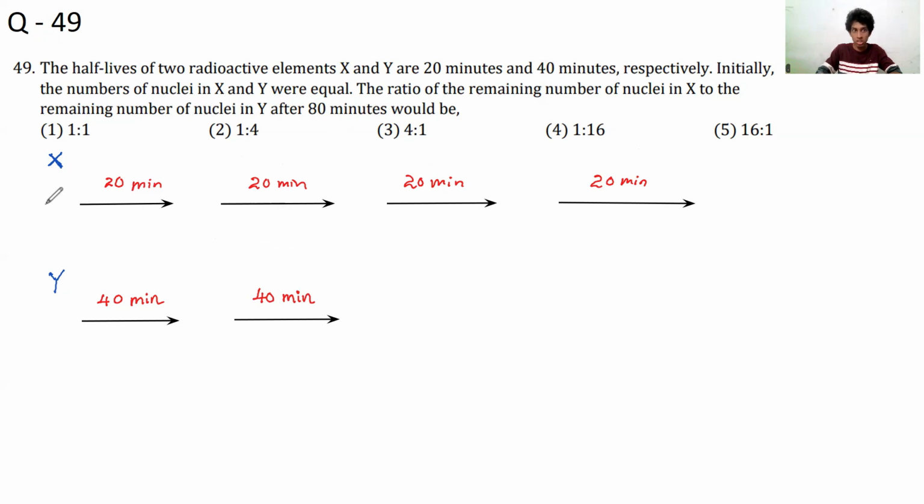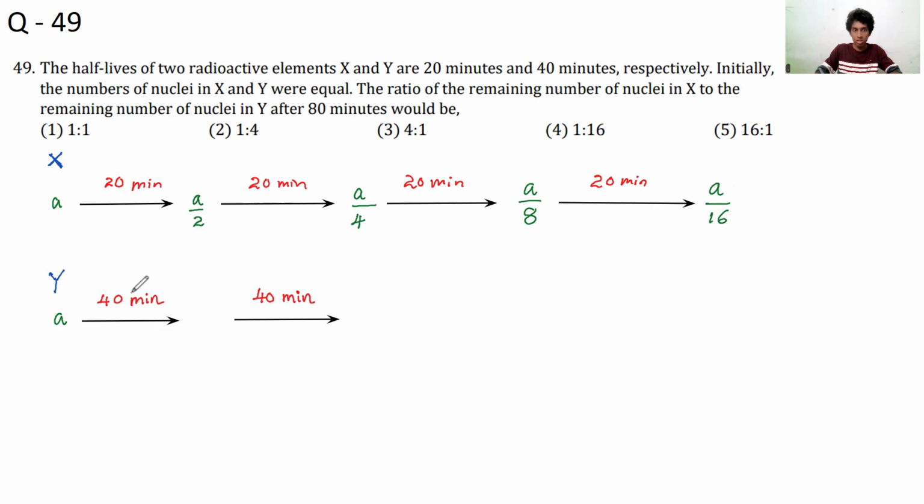So now let's consider the initial number of nuclei in X and Y as A. So now let's consider X. After 20 minutes, the number of nuclei in X will be halved. Therefore, it will be A over 2. And after another 20 minutes, it will be A over 4. And after another 20 minutes, it will be A over 8. And finally, it will be A over 16. So therefore, after 80 minutes, the remaining number of nuclei of X will be A over 16.